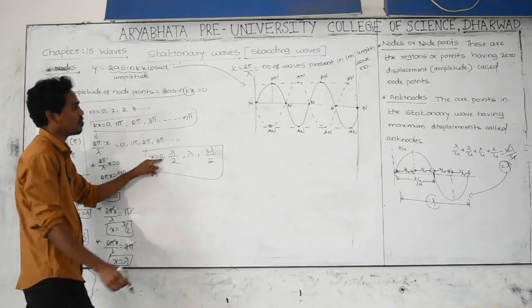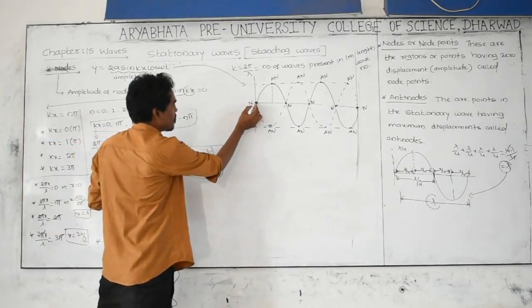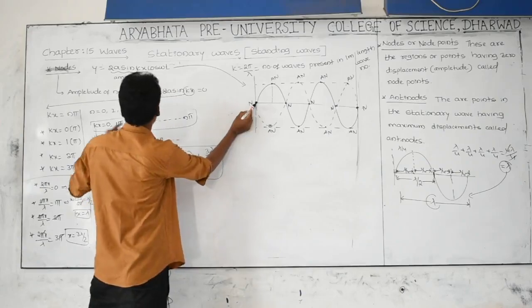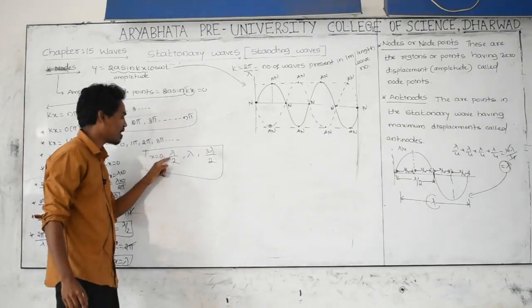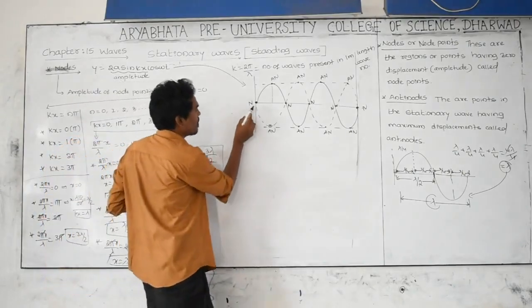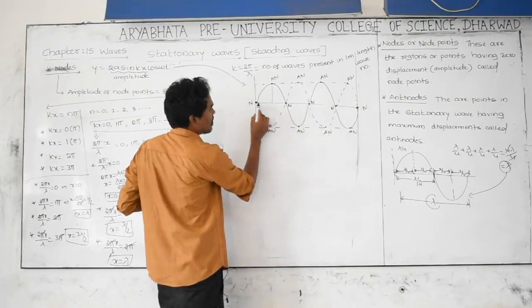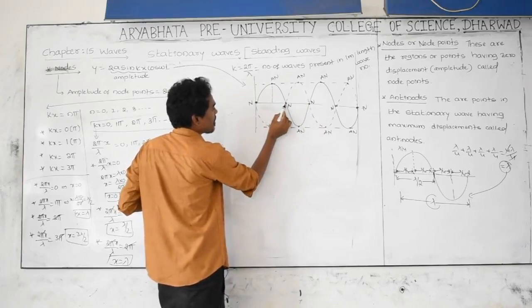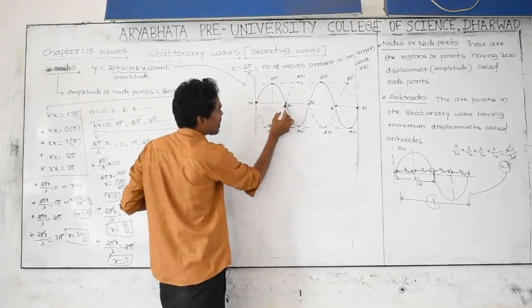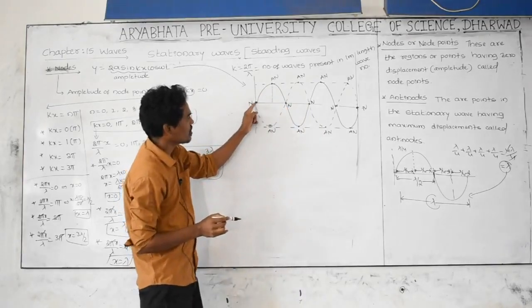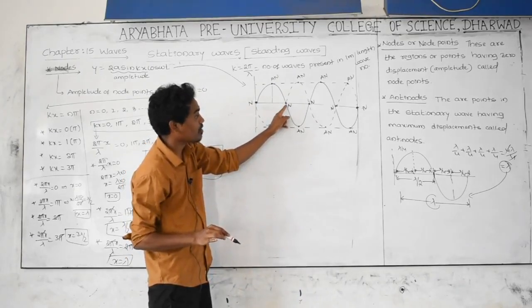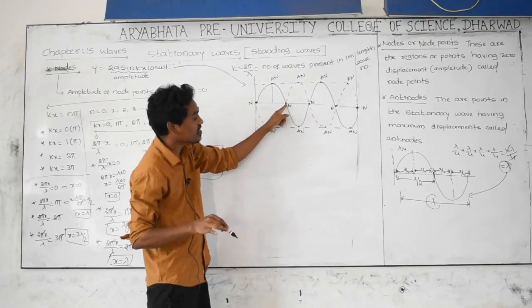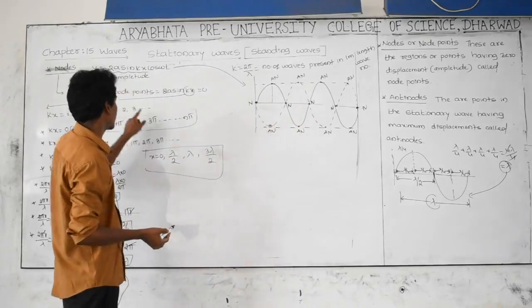X is equal to 0. Yes, x is equal to 0 means, is it node or antinode? Yes, it is a node point. One thing is clear. And next, x is equal to lambda by 2. Where is lambda by 2? Here to here lambda, here to here lambda by 2. Means from this point to this point, the length of the wave is lambda by 2. At this point, is it a node point or antinode? Yes, again it is a node point.